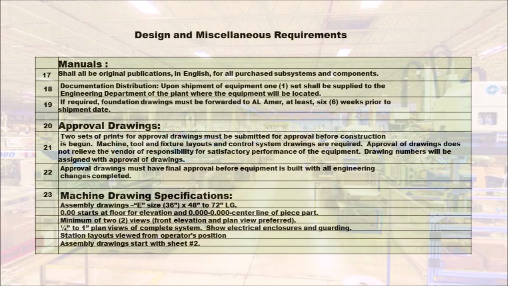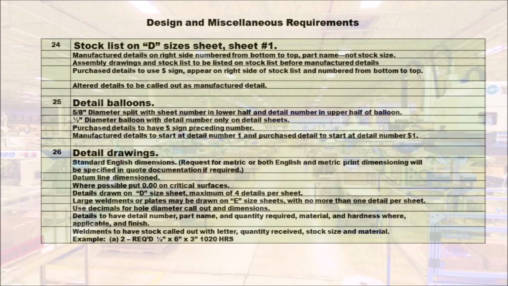Show electrical enclosures and guarding. Station layouts viewed from operator's position. Assembly drawings start with sheet number 2. 24 stock list on D sizes sheet, sheet number 1.